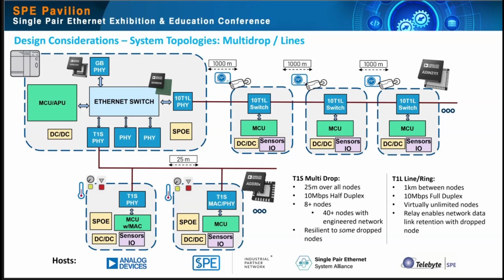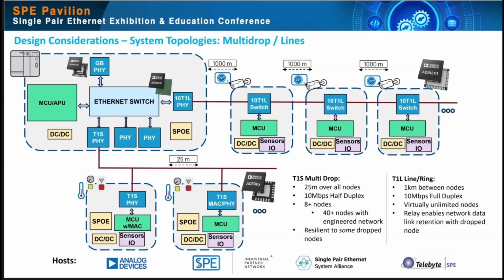So if we compare that against T1L, we still support 1 kilometer and greater distances. It's 10 megabits per second, but full duplex in this case. And you can have virtually an unlimited amount of nodes. That's due to the fact that each node acts as a repeater for the signal. Then you can continue having a very good signal integrity throughout your system.